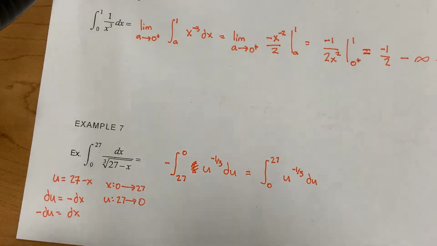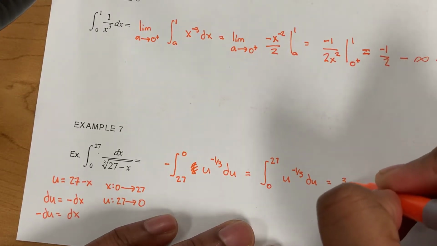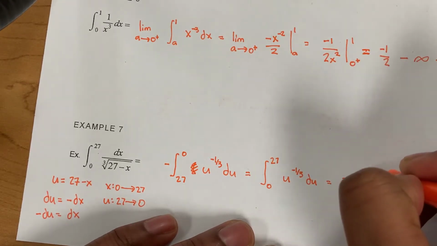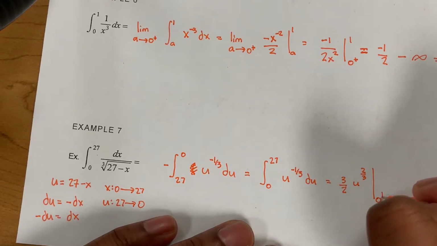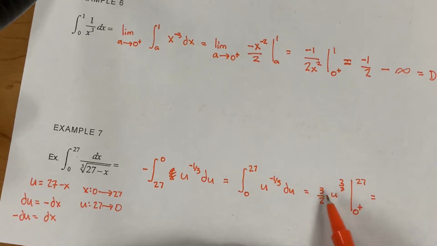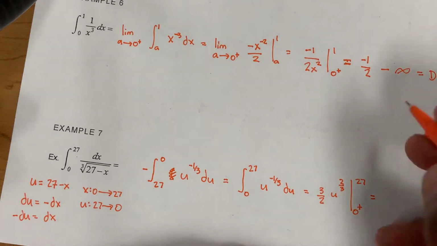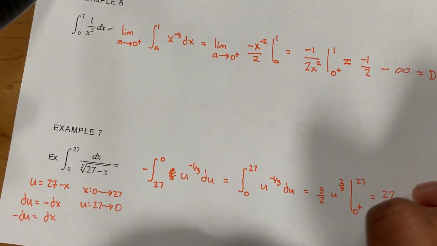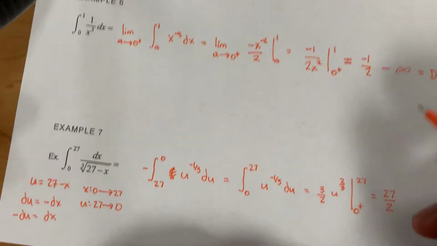So I think we did this one in the first example. We're going to get 3/2 u to the 2/3, and we're going to approach 0 from the right, and we're going to go out to 27. So when you substitute in 27, you're going to get the cube root of 27, which is 3, squared, which is 9, times 3/2, which is going to be 27 halves. Let me do that math again. Cube root of 27 is 3, squared is 9, times 3/2, it's 27 halves.